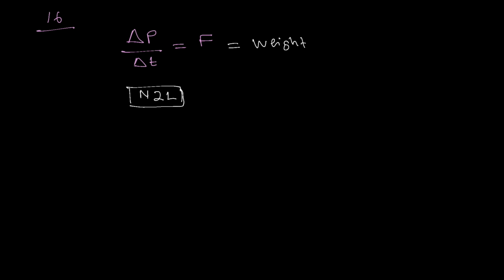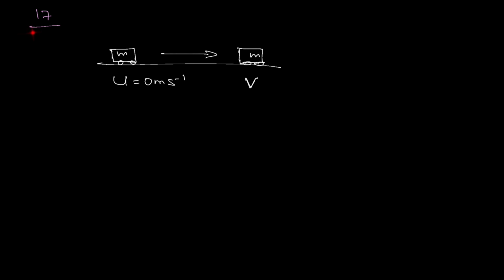Question 16. A body of constant mass falls freely due to gravity. The rate of change of momentum of the body is equal to its. Right. The rate of change of momentum, that is dp over dt, is equal to force. And this is Newton's second law of motion. And anything equal to force in the question, the only thing that is equal to force is weight, and that is D.